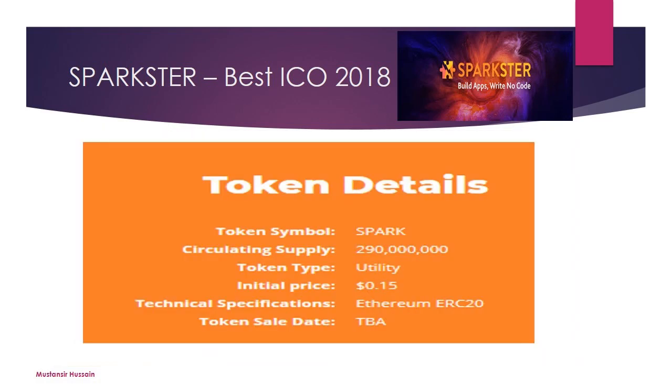And yes, the token details: SPARK will be the symbol, and 29 million will be the circulating supply. Definitely, it can be plus or minus here. And this is not a security, but a utility token. So definitely this gives a lot more impetus for its growth and its usage in the future. This is a very big plus point. The initial price is 15 cents, and it's an Ethereum ERC20 token. And the token sale date is to be announced.